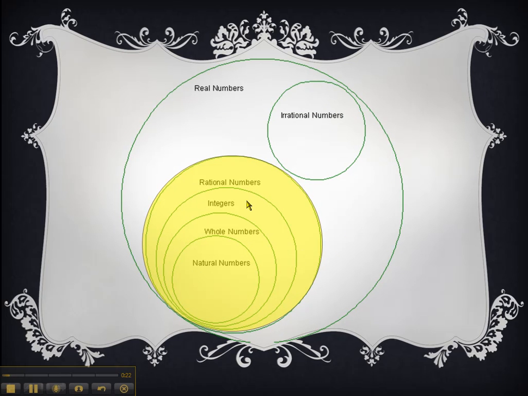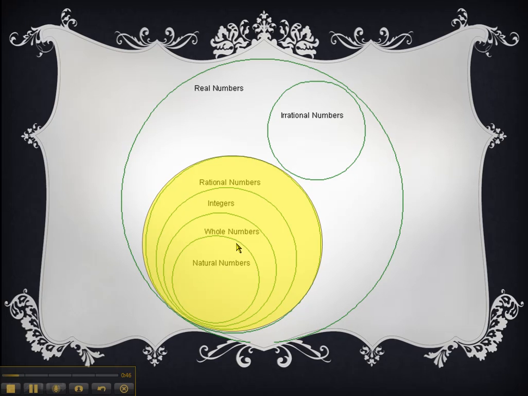We're going to be taking a look at the integers, the whole numbers, and the natural numbers. These are all subsets of rational numbers, so therefore they're all rational numbers. Also, when we take a look at all the natural numbers, they're also whole numbers, they're also integers, and they're also rational. All the whole numbers are integers, they're all rational, but they're not all natural numbers.